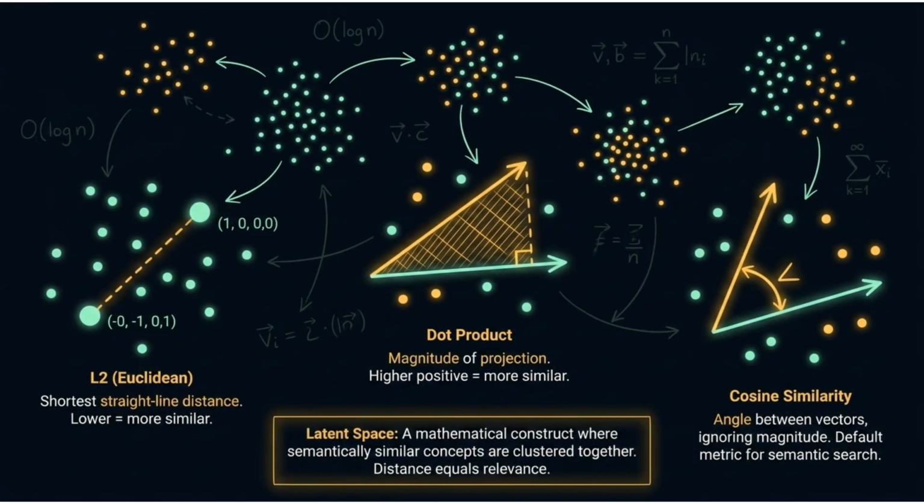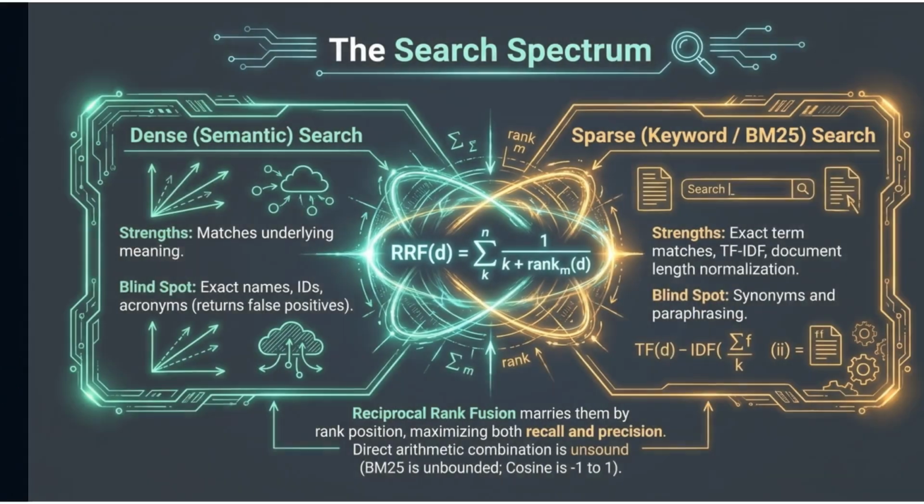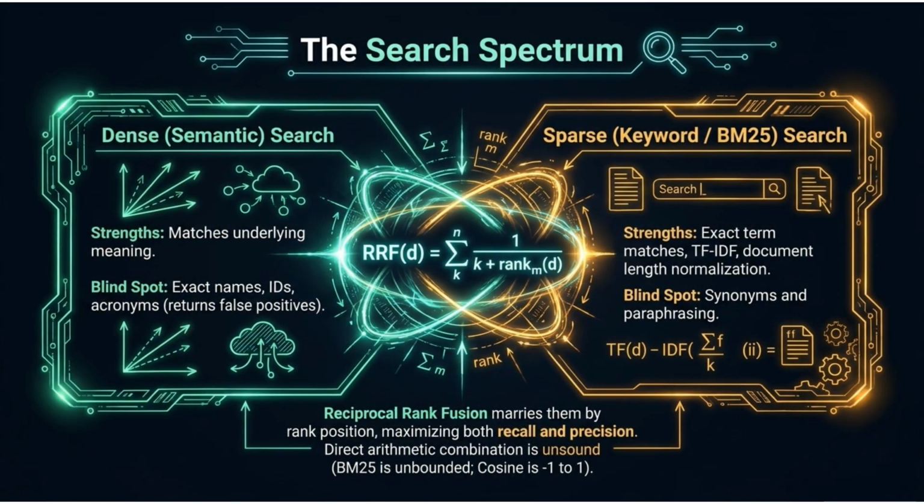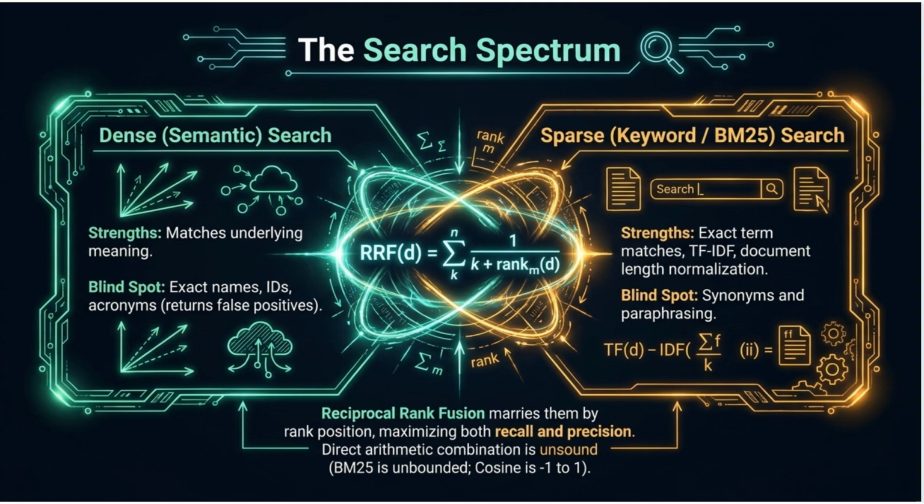The latent space is a mathematical construct where similar concepts are clustered. Distance metrics, such as L2, dot product, and cosine similarity, measure relevance within this space. The search spectrum includes dense semantic search, which matches meaning, and sparse keyword search, which focuses on exact term matches. Reciprocal rank fusion combines both for maximized recall and precision.